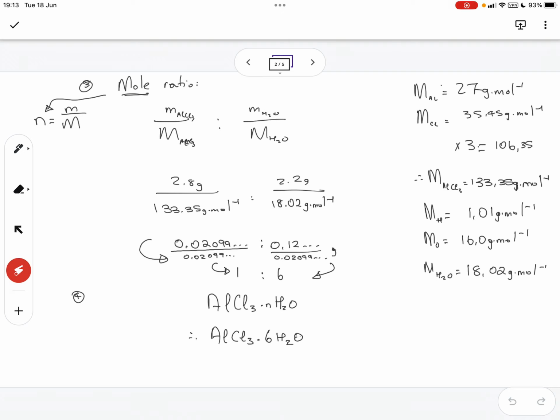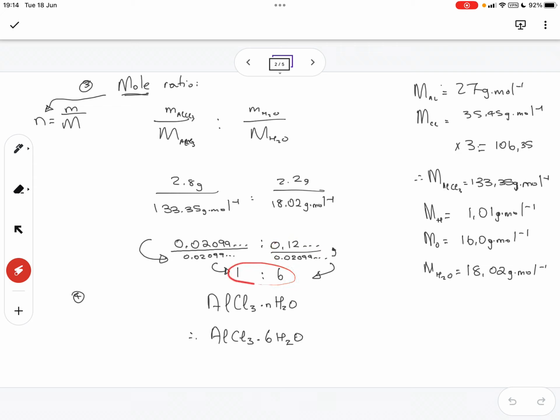And what ends up happening is if we divide the mass by the molar mass, we get irrational numbers. So for aluminum trichloride, we get 0.021, and for the water, we get 0.12. So if we divide by the smallest number on both sides, then on the left-hand side of the ratio, we get 1. And if we do the same on the right-hand side, we get the number 6.